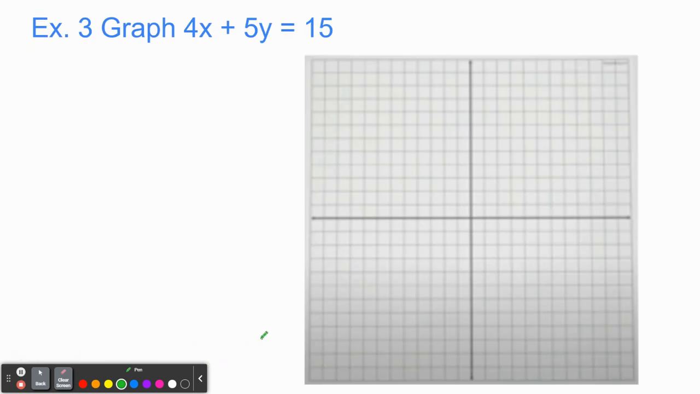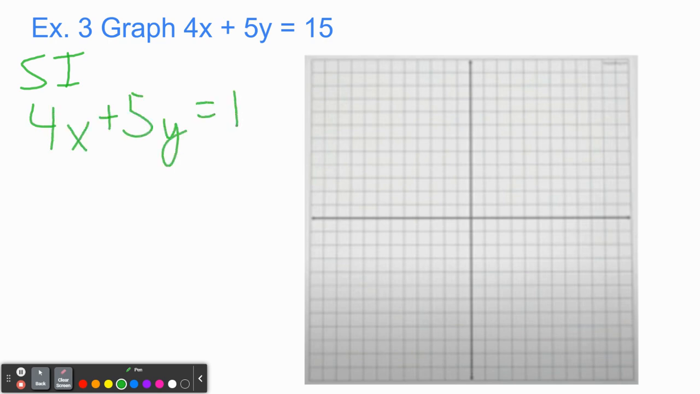Here, I'm going to graph 4x plus 5y equals 15. I've got to go back to my checkpoint there. What do I do first? I want to put it into slope-intercept form, that y equals mx plus b. So I need to do a little solving first. 4x plus 5y equals 15. For slope-intercept form, I'm trying to solve for the y. That's my goal. I need to do that by moving the 4x first. I'm going to subtract 4x from both sides.